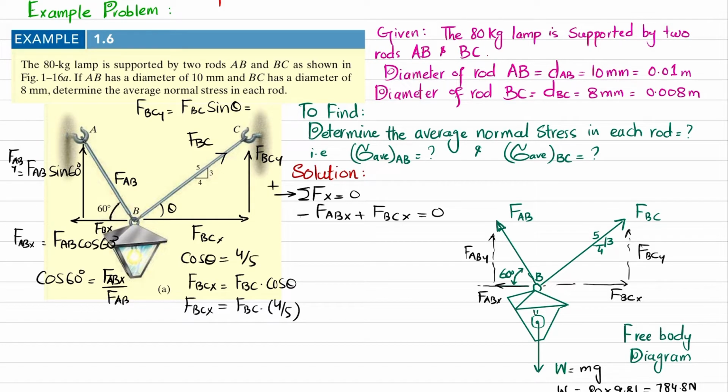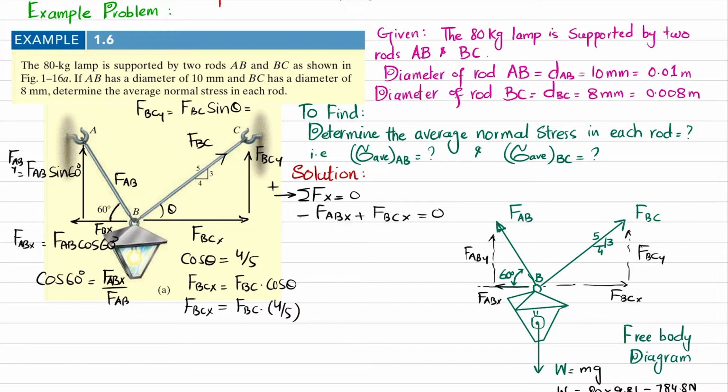So you can put the value of sine of theta. Sine of theta is perpendicular over hypotenuse, which is 3 over 5. So FBCY will be equal to FBC into 3 divided by 5. Now you can just plug it in. So FAB is this one. So I can write minus FAB into cos of 60 degrees plus FBCX. So this is plus FBC into 4 over 5 is equal to 0.